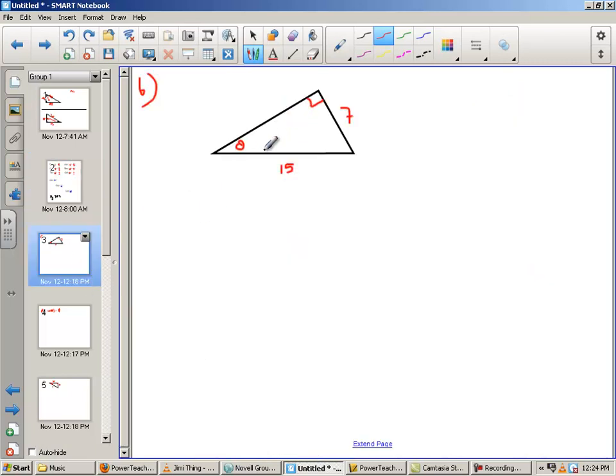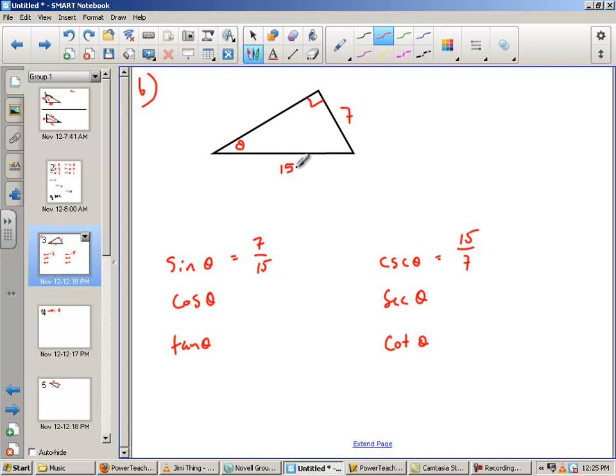All right, so there's 4 problems we're going to look at today. First, we're going to start with number 6. And it asks us to find all 6 trig functions. You know, sine of theta, cosine of theta, tangent of theta, cosecant of theta, secant of theta, and cotangent of theta. In order to do this, I need to know all 3 sides of the triangle. Right now I have the hypotenuse and the opposite side. So I could develop sine right away. That's going to be 7 over 15, which makes cosecant 15 over 7. The opposite over the hypotenuse, and hypotenuse over opposite.